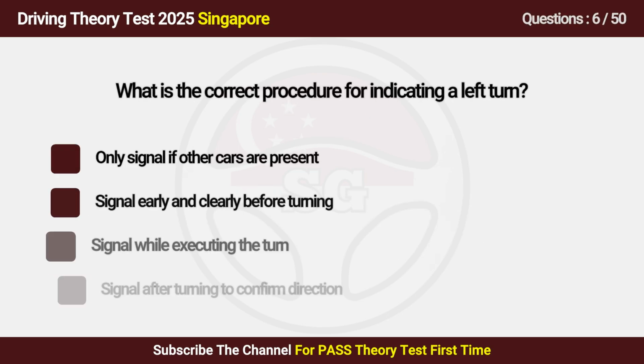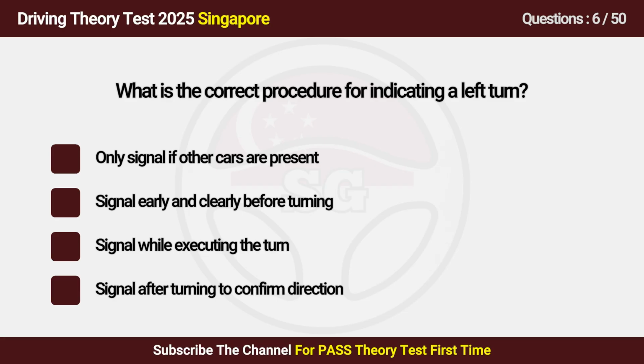Question 6. What is the correct procedure for indicating a left turn? A. Only signal if other cars are present. B. Signal early and clearly before turning. C. Signal while executing the turn. D. Signal after turning to confirm direction.